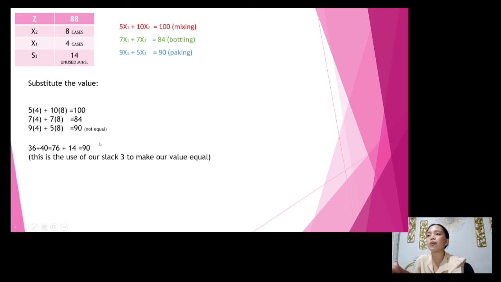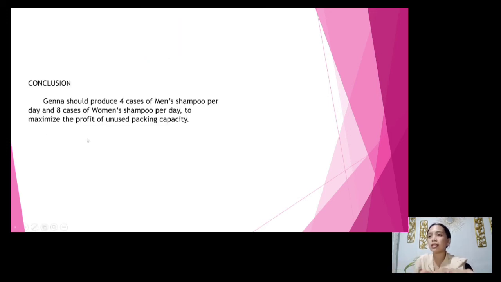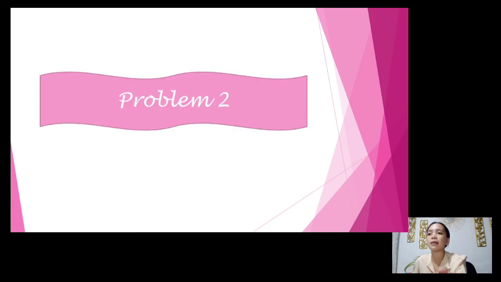So this is now equal, 90 and 90. So for the conclusion, Gina should produce 4 cases of men's shampoo per day and 8 cases of women's shampoo per day to maximize the profit of unused packing capacity.